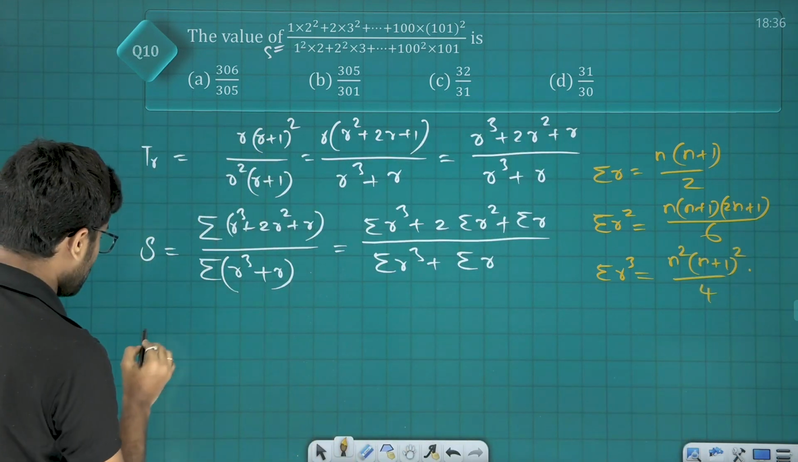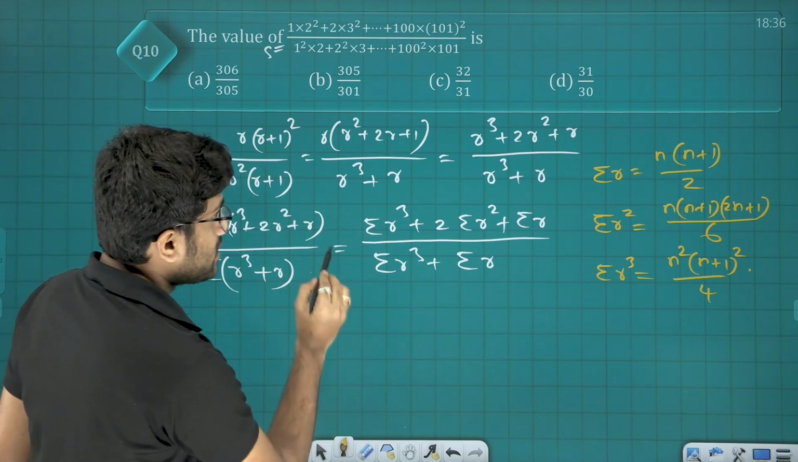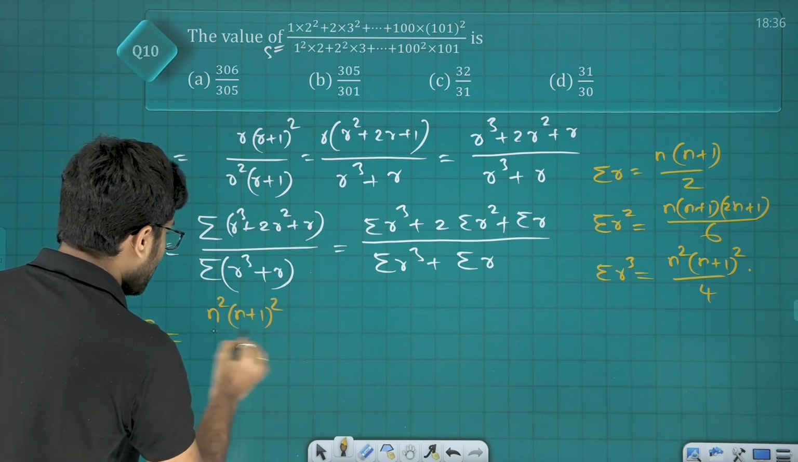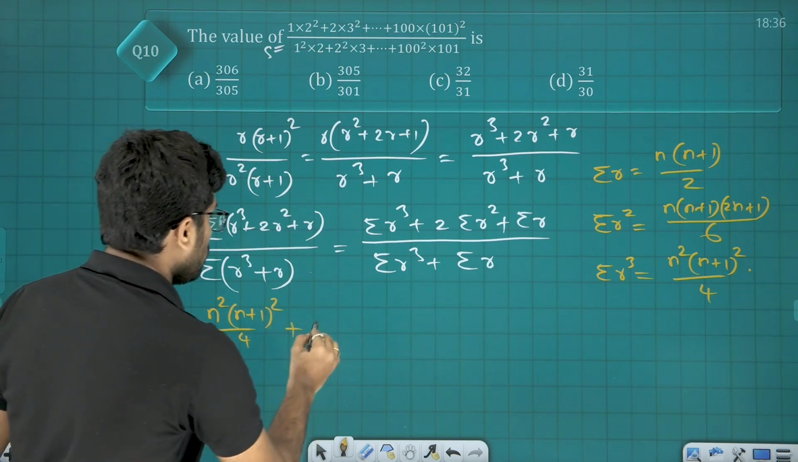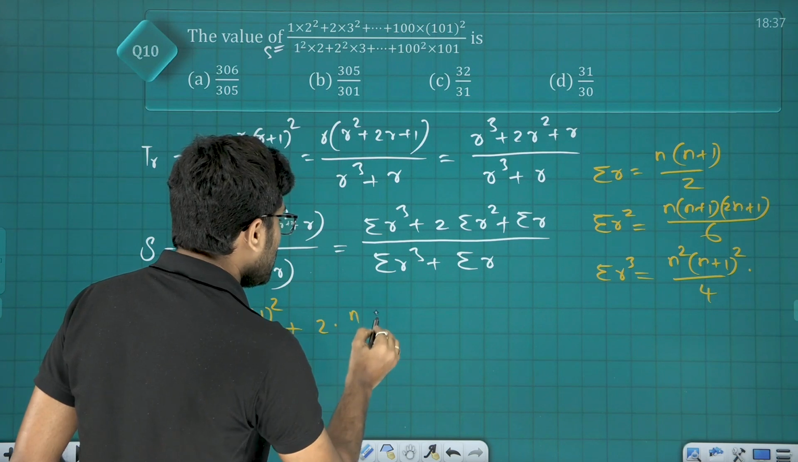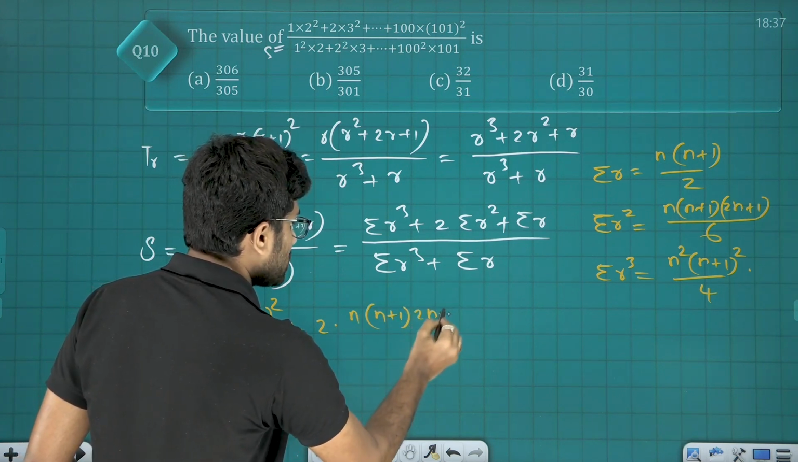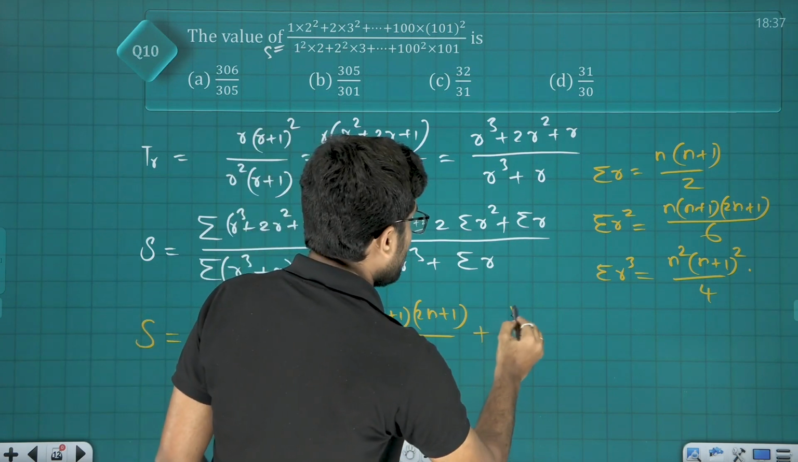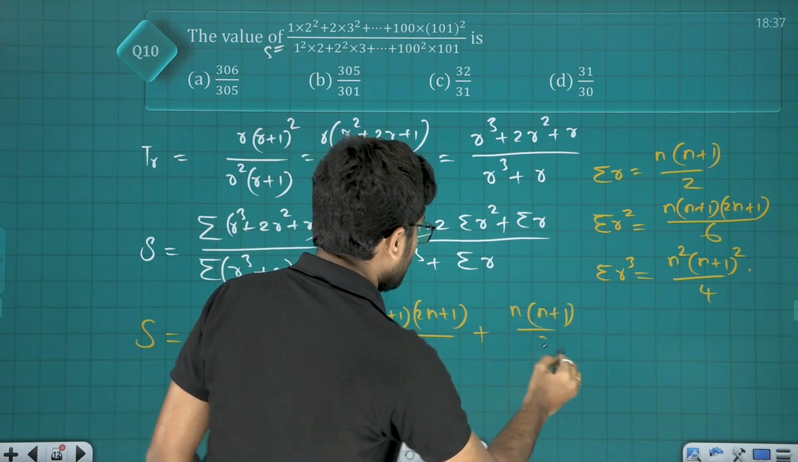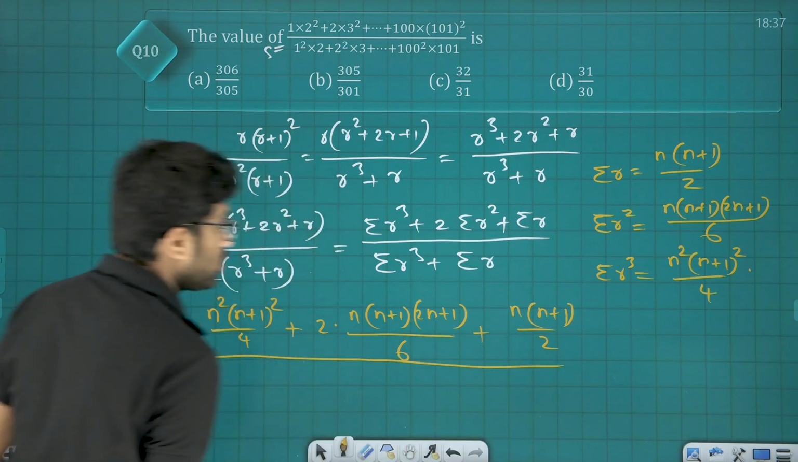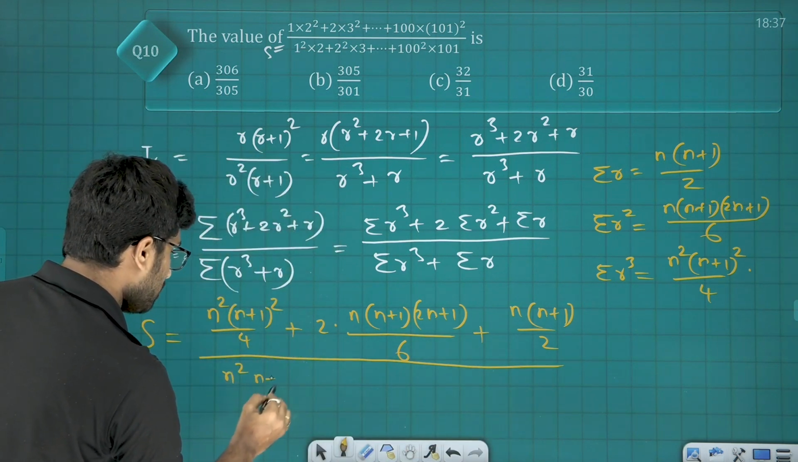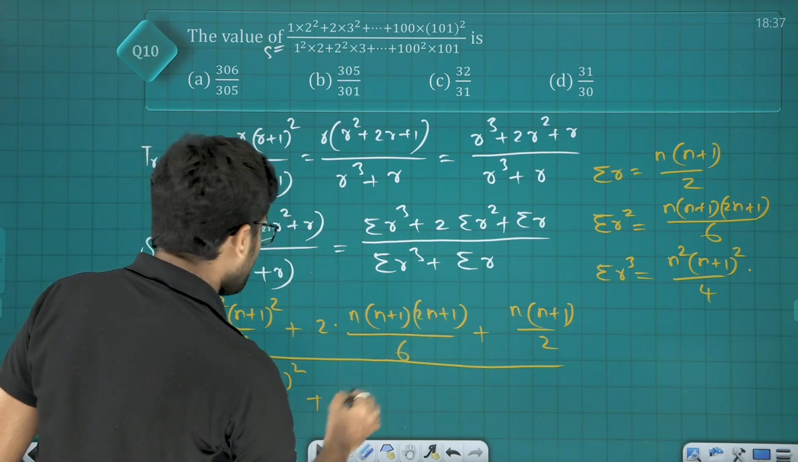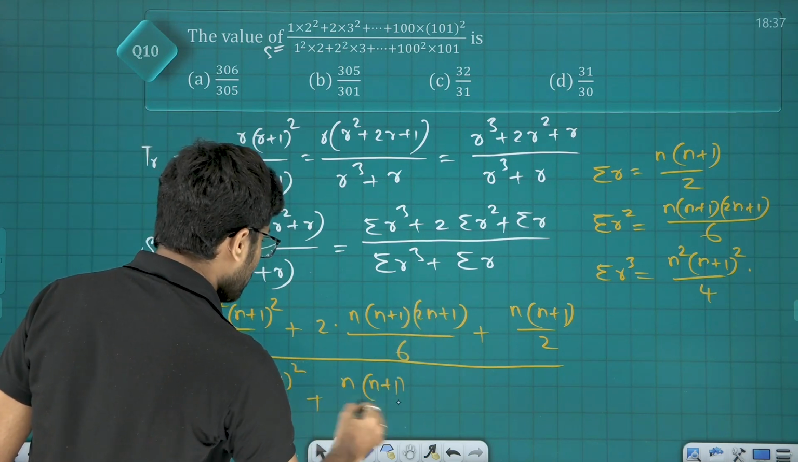So if you substitute that, S is equal to sigma r cube, which is n square into (n plus 1) whole square divided by 4, plus 2 times sigma r square, which is n into (n plus 1) into (2n plus 1) divided by 6, plus sigma r, n into (n plus 1) divided by 2, whole divided by sigma r cube, again n square into (n plus 1) whole square by 4, plus sigma r, which is n into (n plus 1) divided by 2.